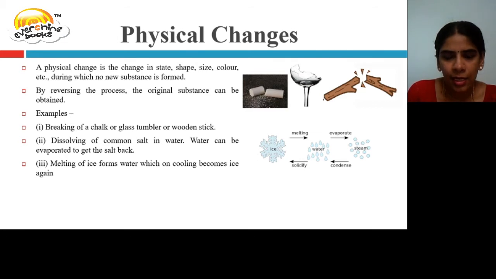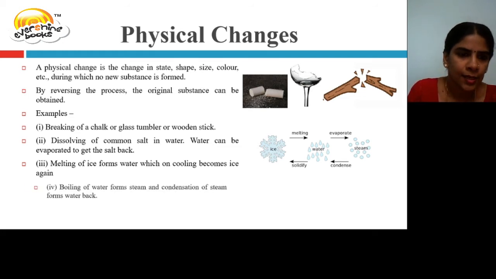When ice melts, it forms water. When water evaporates, it becomes steam. When steam condenses, it forms water. When water solidifies, it becomes ice. Repeating again, when ice melts, it forms water. Water on evaporation becomes steam. Steam on condensation gets converted into water, and water gets solidified back into ice.